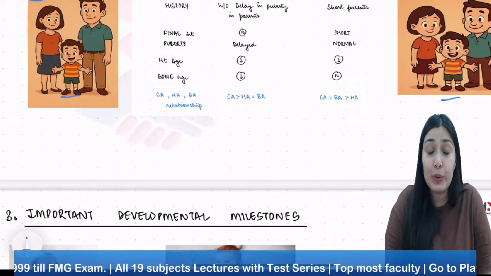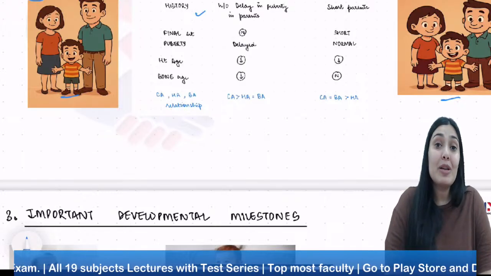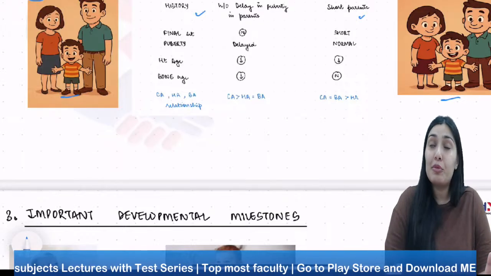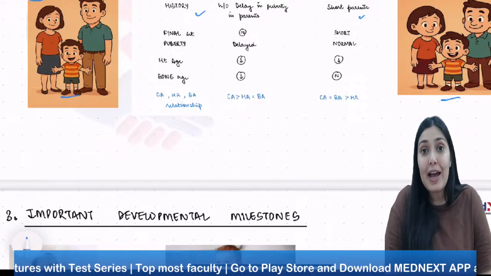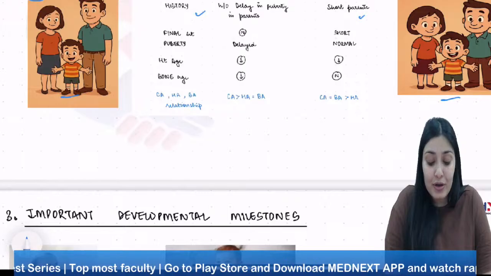As I just told you, there will be a history of delay in puberty in the parents in constitutional delay. In familial short stature, there will be a history of short parents. Final height would be normal in cases of constitutional delay in growth and puberty. Final height would be shorter, like the parents, in cases of familial short stature.